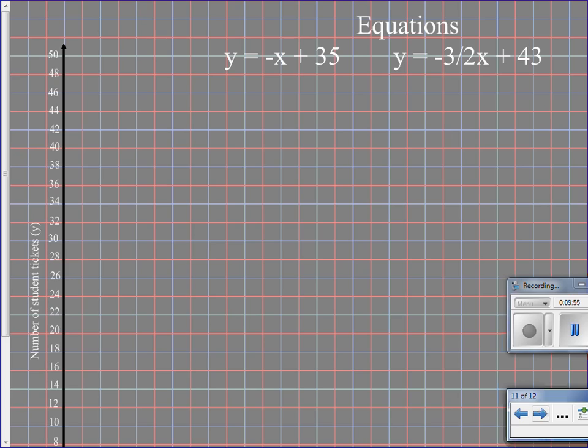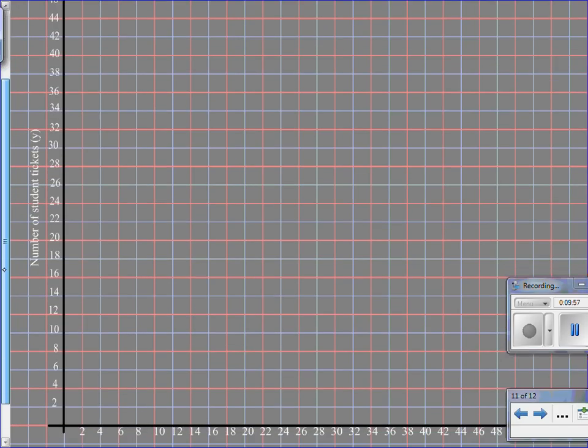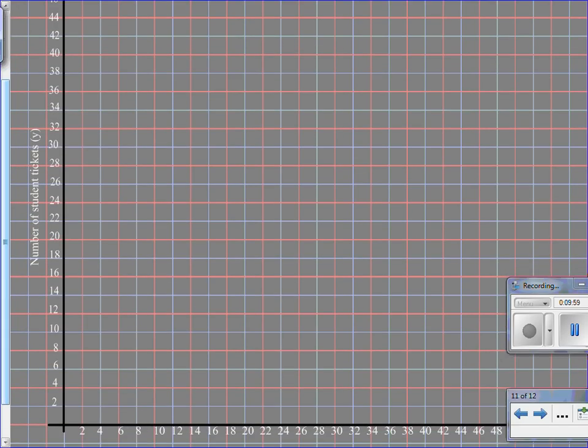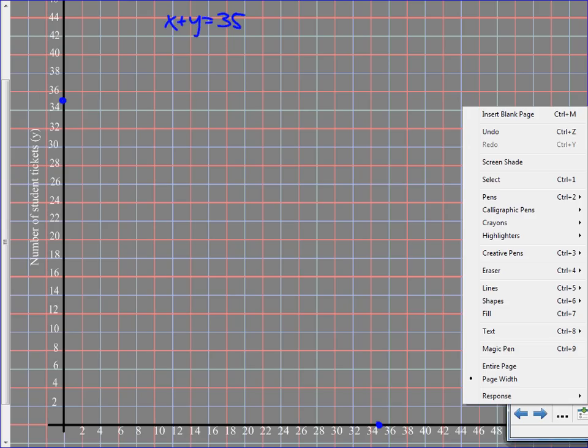So when I go to graph this, now notice my graph. I've got my vertical axis at 2, which is fine. Probably would have done 5, and horizontal axis at 2 as well. So my first one, y plus x equals 35. We said we had a point at 0, 35, and 35, 0. And then all you have to do is connect the dots. Makes this a lot easier.